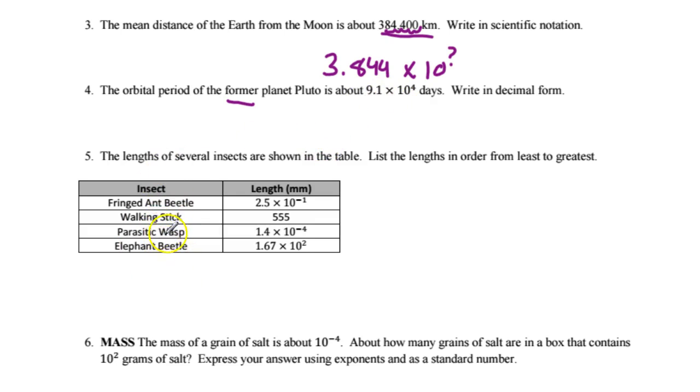Here we've got a bunch of bugs. The lengths of several insects are shown in the table. List the lengths in order from least to greatest. So you want to take these, put them into decimal form. So this one right here, 2.5 times 10 to the negative 1, the fringed ant beetle. If I make that into decimal form, this is negative 1, I go 1 to the left, so this one is 0.25. The walking stick, that one is 555. I know that's bigger than the fringed ant beetle. Now you need to do the other two so you can compare them all.